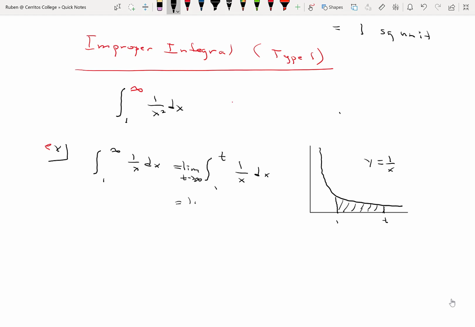All right, so let's do this. This is the limit as t approaches infinity. The antiderivative of 1 over x is the natural log of the absolute value of x. This is evaluated between 1 and t. So this is the limit as t approaches infinity of the natural log of t. No absolute value is necessary. I'm assuming that t is some positive number more than 1, minus the natural logarithm of 1. So this becomes the limit as t approaches infinity of the natural log of t.